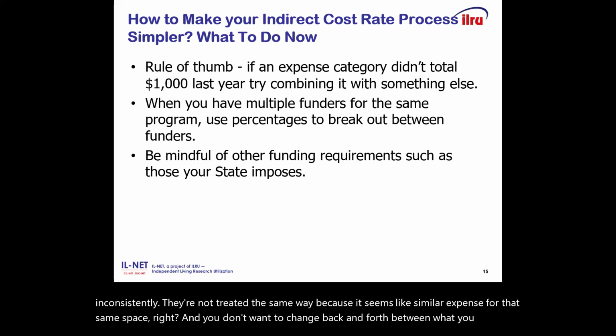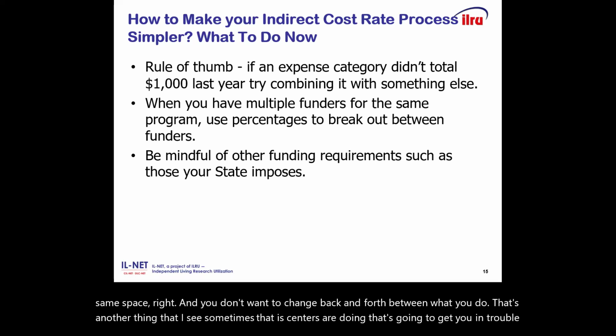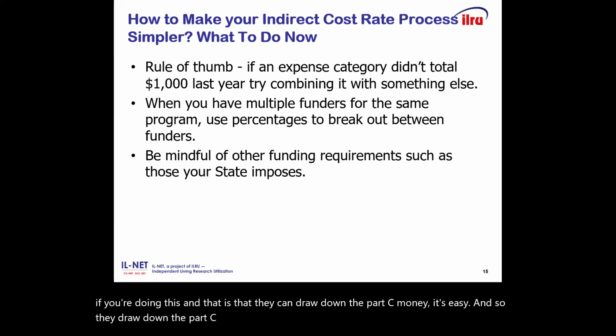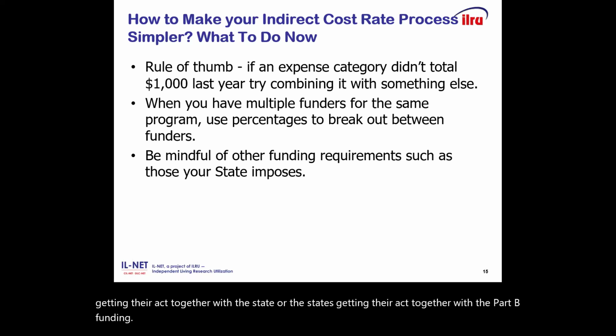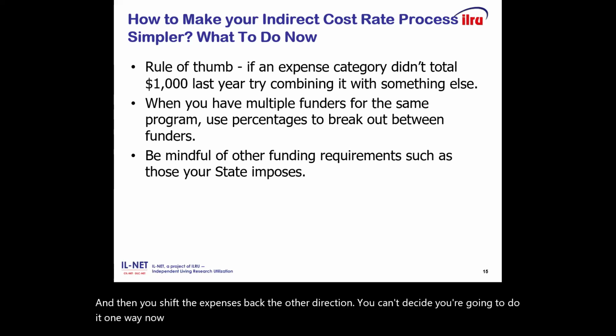That's another thing that I see sometimes that centers are doing that's going to get you in trouble. They draw down the Part C money. It's easy. And so they draw down the Part C money for all their expenses for the first few months while they're getting their act together with the state, or the state's getting their act together with the Part B funding. And then you shift the expenses back the other direction. Well, you can't decide you're going to do it one way now and another way later. You have to do it consistently, as Maria said, all across the year.